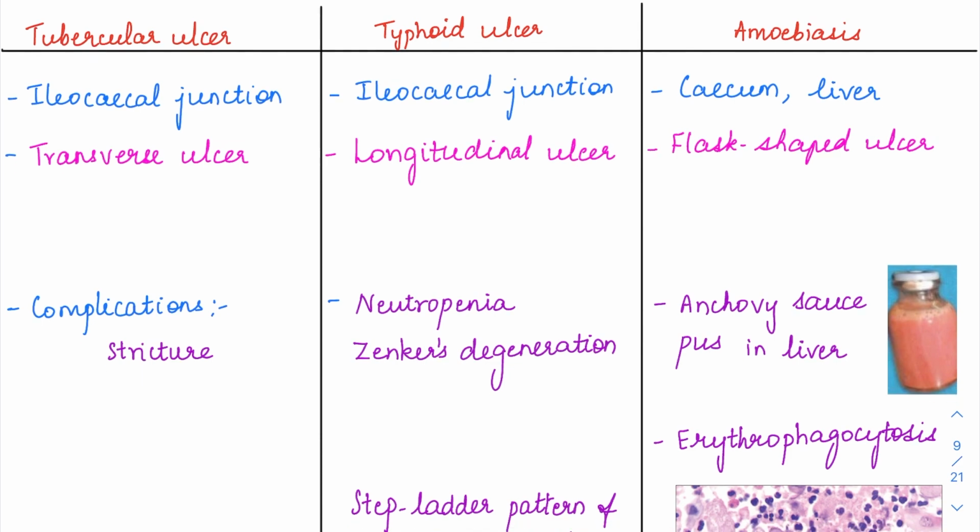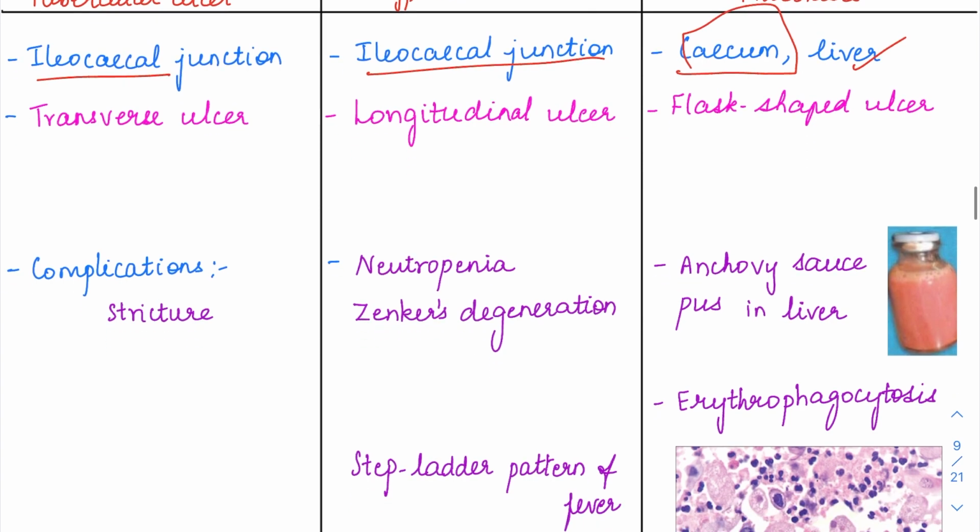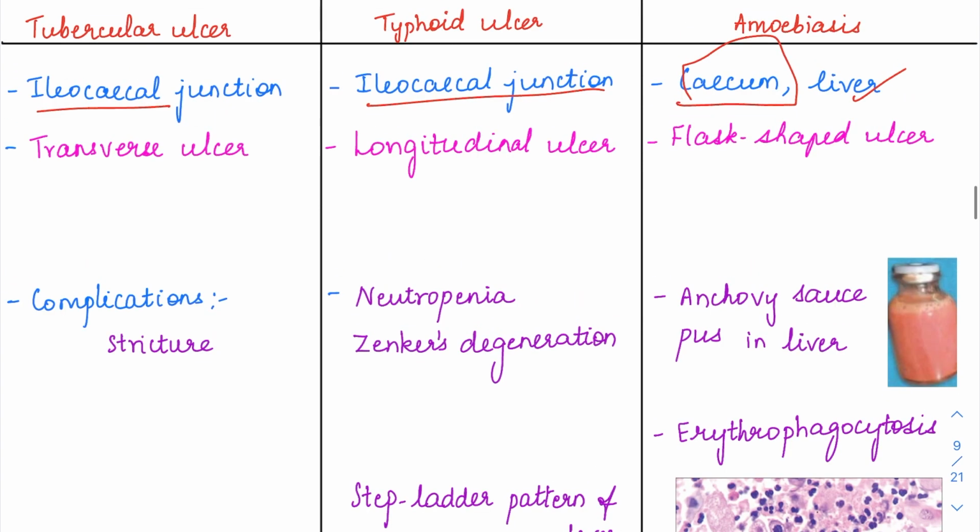So in the tubercular ulcers, all of these three ulcers are going to be located in the ileocecal region. So cecum is definitely involved. So ileocecal junction, here more of the cecum. And in amoebiasis, we can also have liver involvement. You get liver abscess, right? History of liver abscess will be given. But the appearance on gross morphology itself is going to be different for these ulcers.